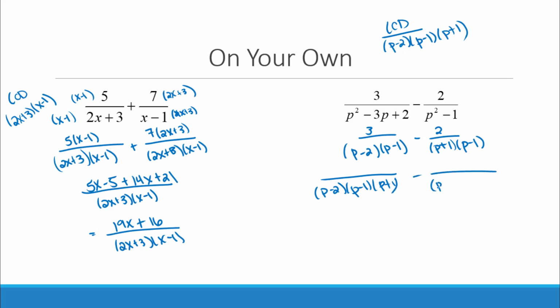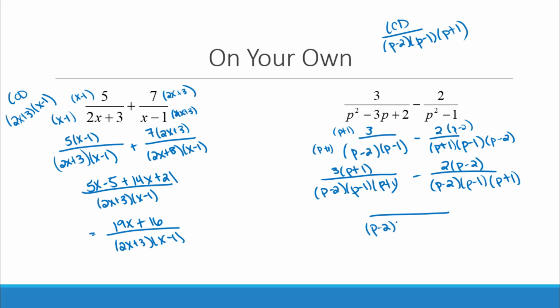Minus, again, p minus 2, p minus 1, p plus 1. I can multiply this first denominator by p plus 1, which is going to multiply this guy by p plus 1 as well. So this is going to be 3 times p plus 1. I'm going to multiply this one by p minus 2 as well. So this is going to be 2 times p minus 2. All right, so now I'm going to rewrite that denominator one more time. P minus 2, p minus 1, p plus 1.